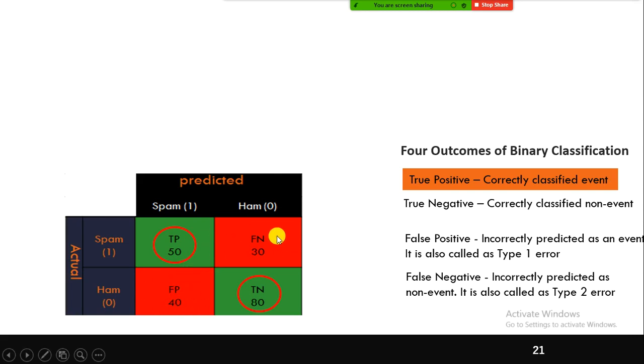Even if spam emails come to my inbox, I'm fine with it. If only 30 spam emails came to my inbox, let it be there. It is not going to have any major impact, but this one will have a serious impact. That depends on the domain. You need to decide which of these two you are supposed to minimize.